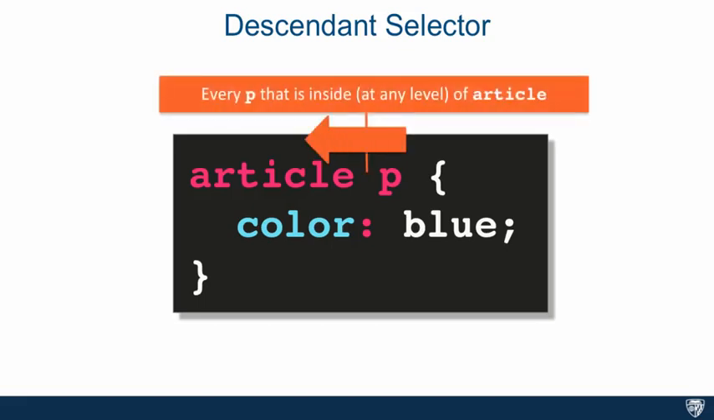Another type of selector is a descendant selector, and the syntax of it is selector, space, another selector. And just like before, you read it from right to left. In this case, what we're trying to do is target every p element that is inside, at any level, of an article element, which means that even if it's not a direct child, or even if it's deep down, as long as one of its parents in its ancestry is an article, this rule will apply.